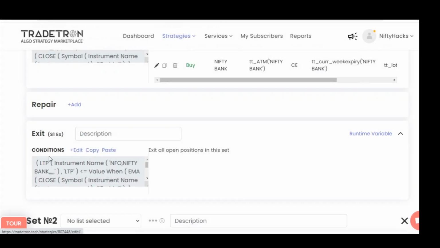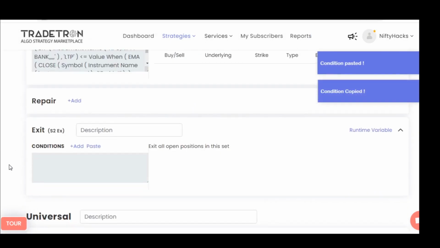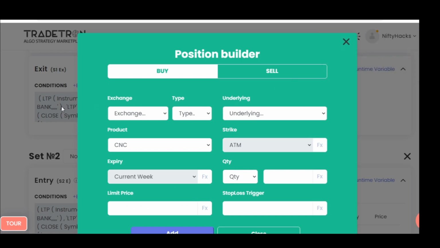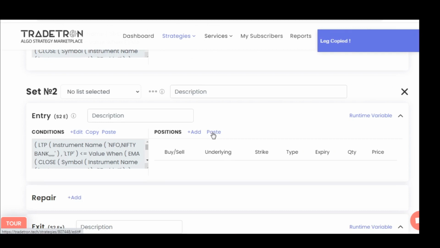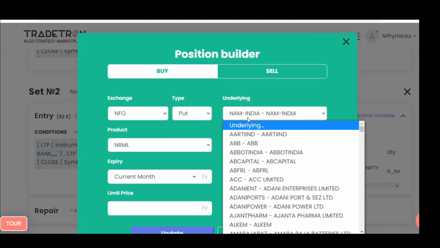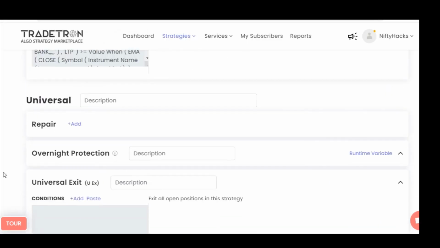As you can see, copy this, paste it here, and our entry condition for the call side will be our exit condition for the put side. So add one position, or you can simply copy this call position, paste it here, select the instrument, and in option type select put, and simply update this. So our strategy is ready.